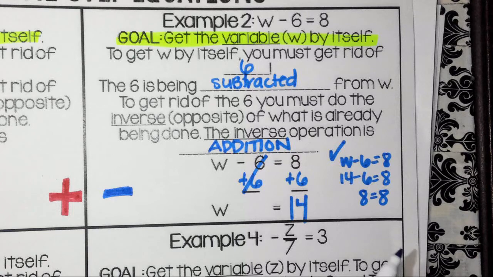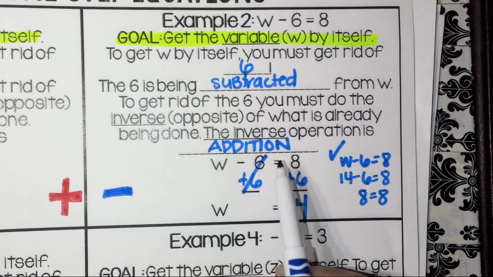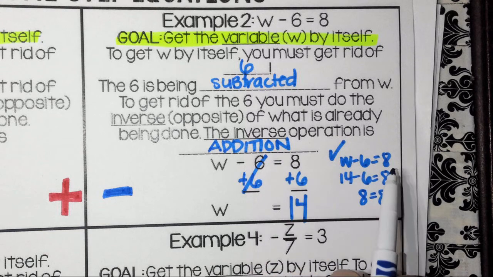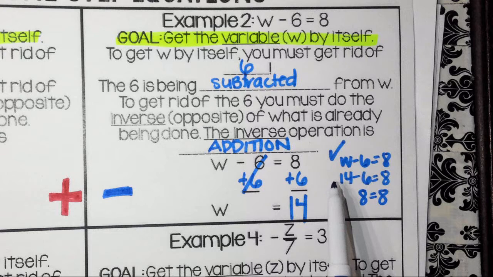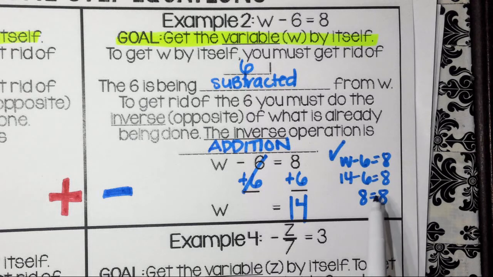I still don't understand how you check your problem. Okay, so I'm going back to my original equation. So W minus 6 equals 8. And then what I found W to be, I'm going to plug that in for W. So 14 minus 6 equals 8. And then that is truly 8. So 8 is equal to 8.